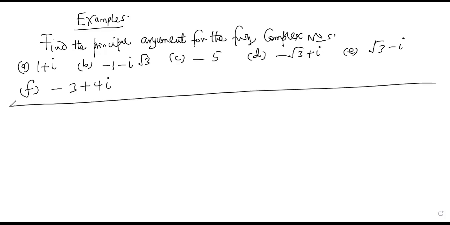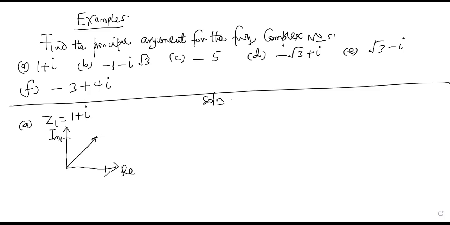We have clearly said that the sketch will be guiding us. Now, we've looked at how we plot the complex number on the Argand diagram, so those Argand diagrams are going to help us. For part A, let me call it Z1. Z1 is equal to 1 plus i. First, sketch it. You have the real axis and the imaginary axis. Since it is 1 and 1, this is my 1 and this is also my 1. So the complex number is here. This is theta, and this is my Z1.